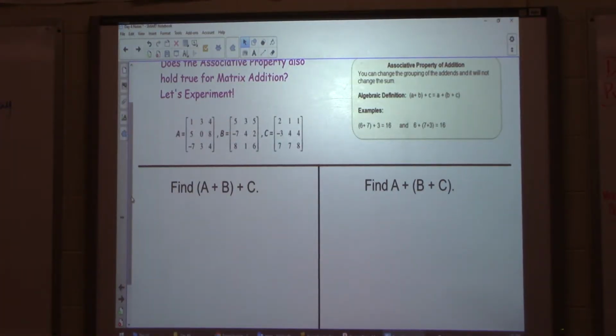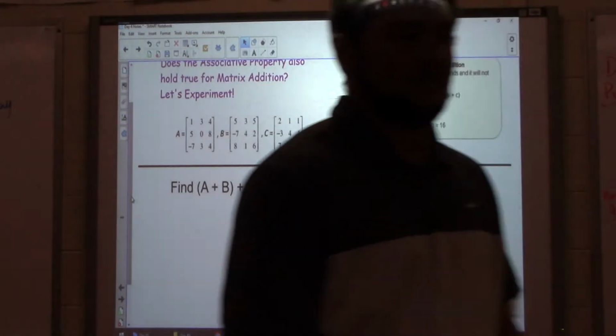Which one are you doing? This one? Yeah. We'll just do A plus B. 1 plus 5 is 6, 3 plus 3 is 6, 4 plus 5 is 9, 5 plus 3 plus 7, and so on and so forth, and then take this and add it with that. That's a little quicker than actually entering it in your calculator, I think.